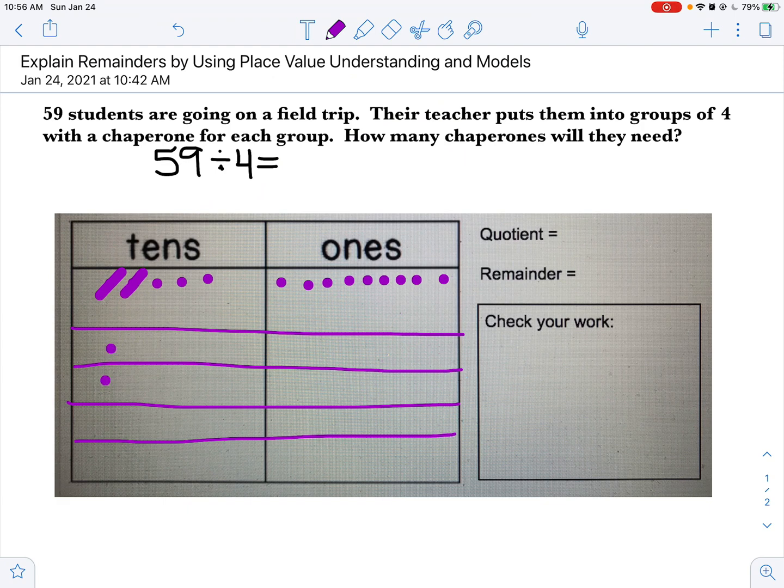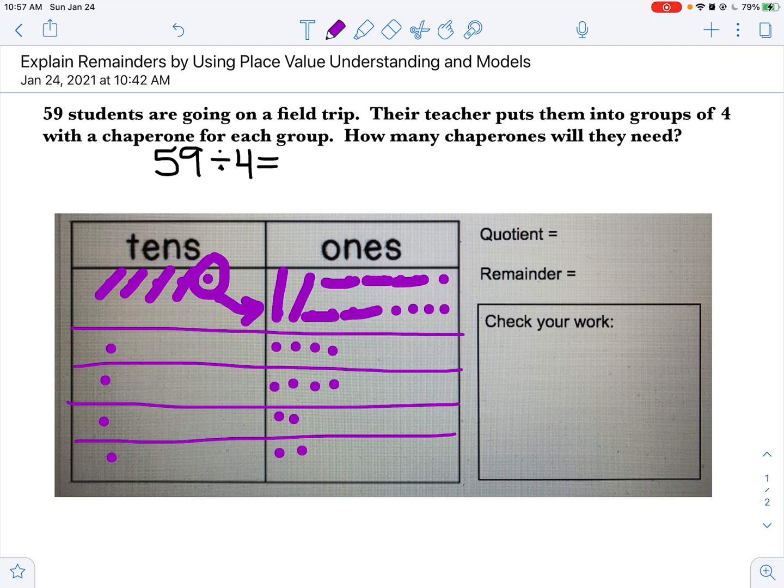10 here, 10 here, 10 here, and 10 here. I have a leftover 10. So remember, that means I'm going to turn those into some nice ones. 1, 2, 3, 4, 5, 6, 7, 8, 9, 10. Now I'm going to start parceling out all my ones. These 2 go here. These 2 go here. These 2 go here. These 2 go here. Just make sure you keep things organized. 2 there, 2 there, 2 there, 2 there.